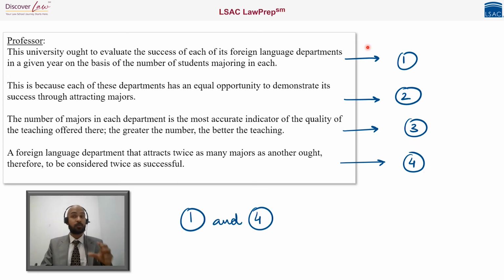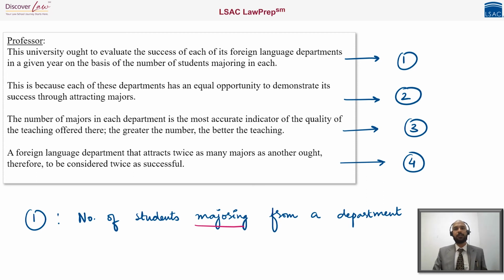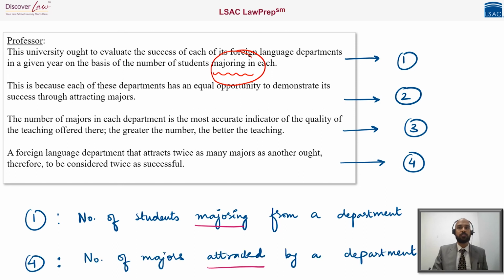Okay, you may want to pause the video after this and see if there's any difference between what is being addressed in 1 and what is being addressed in 4. You'd see that they look quite similar, but is there a difference? Let me point out the difference to you. If you look at 1, what you can see is that it talks about the number of students majoring. Okay, whereas 4 talks about the number of students attracted.